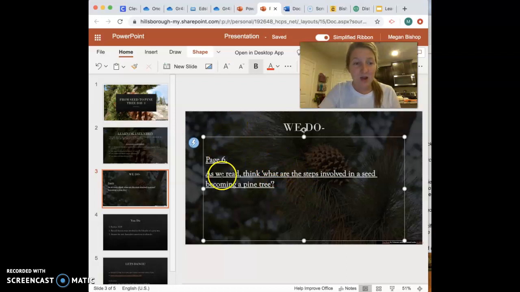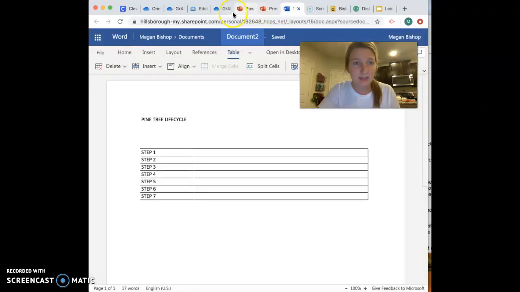As we read, we're going to think: what are the steps involved in a seed becoming a pine tree? I would really suggest that before you complete the lesson, you watch the Brain Pop video reviewing sequence. Now it is Brain Pop Junior, but it does go over things that we've learned about this year, such as transition words, and I think that would really help. So we're going to go ahead and get into the text.